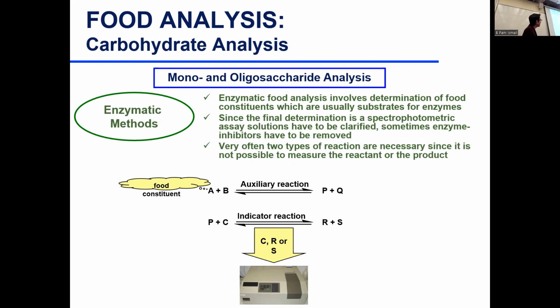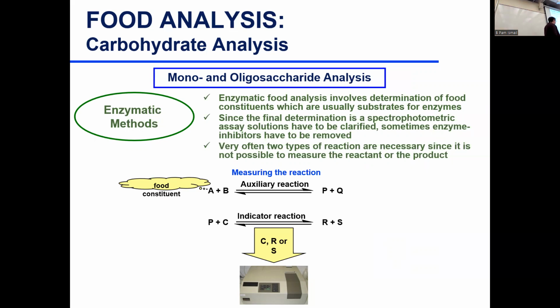And oftentimes, because they're based on spectrophotometric measurements, we need two reactions. The auxiliary reaction, also known as the measuring reaction. So let's say you're looking for glucose, you react it with a compound, and then you get a product that still does not absorb light. So it's not sufficient to get the concentration here. So we have another reaction, we call it the indicator reaction, with another enzyme. That's why we often call these coupled reactions.